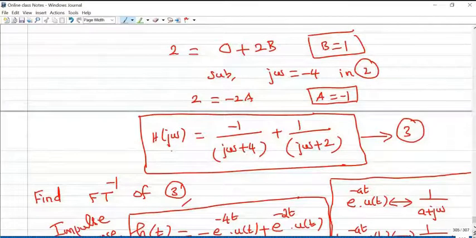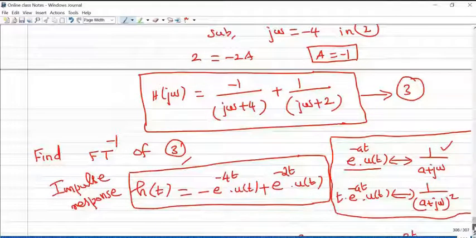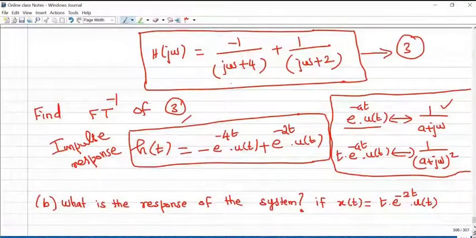Now look at this H of j omega expression. This is in the form of 1 divided by a plus j omega. The inverse Fourier transform of 1 by a plus j omega is e power minus a t u of t. So now if you apply the inverse Fourier transform, we get e power minus 4t u of t, minus 1, where 1 is the constant, over j omega plus 2, giving e power minus 2t u of t. So this is the impulse response of the system.